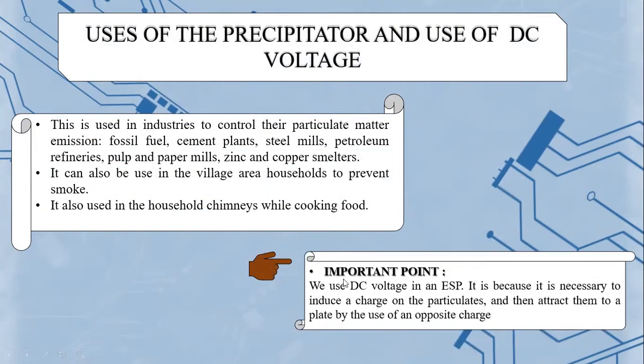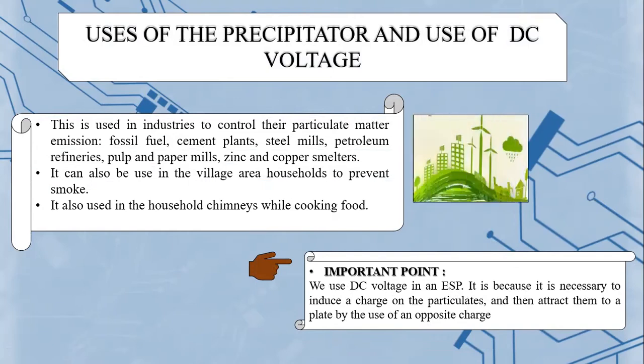The important point to note here is that I have used a DC voltage in the ESP because it is necessary to induce a charge on the particulate and then attract them to a plate by the use of an opposite charge. If I use an AC source, it would be changing constantly. That would leave our particulates picking up different charges at different times as they pass the plate. Further, these particulates would not be attracted to the plate because the plates would be changing polarity constantly.